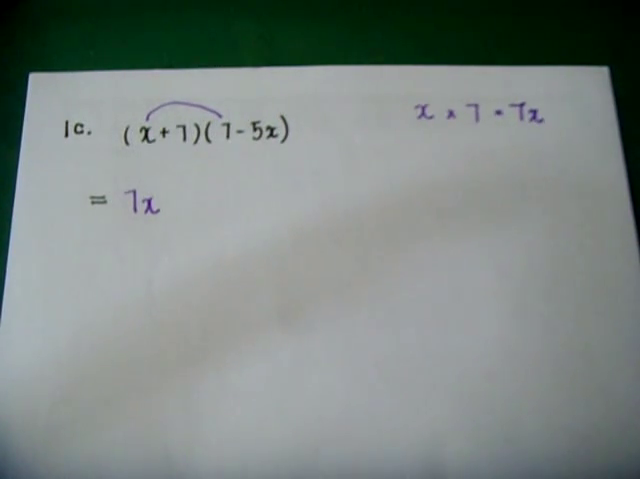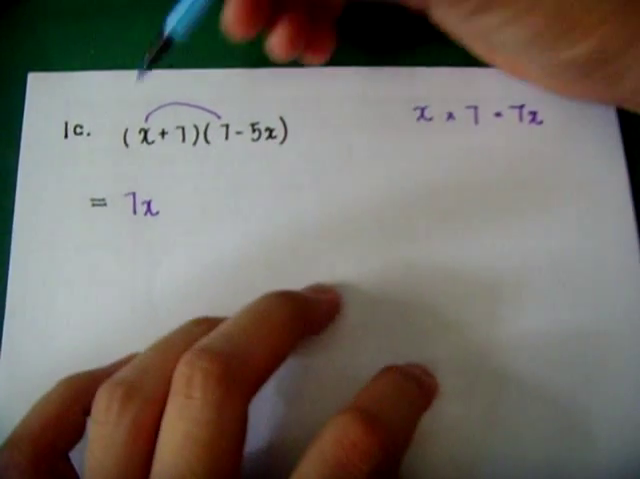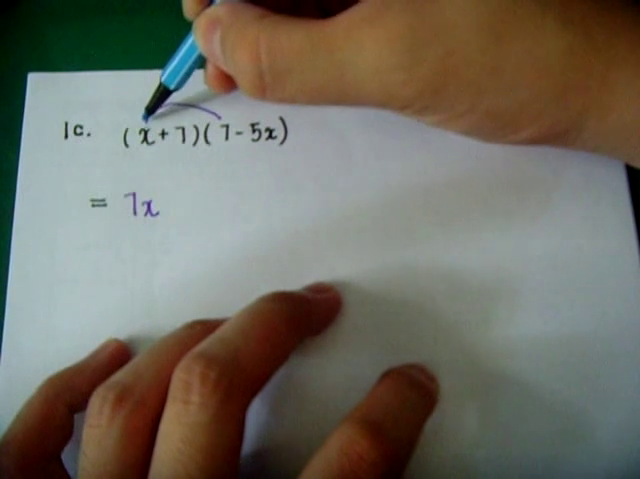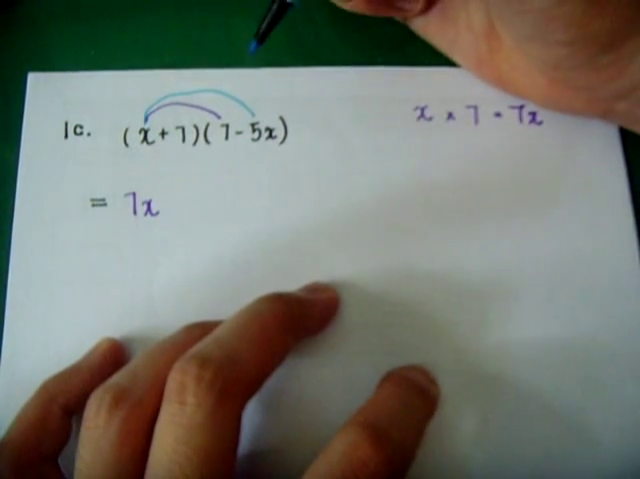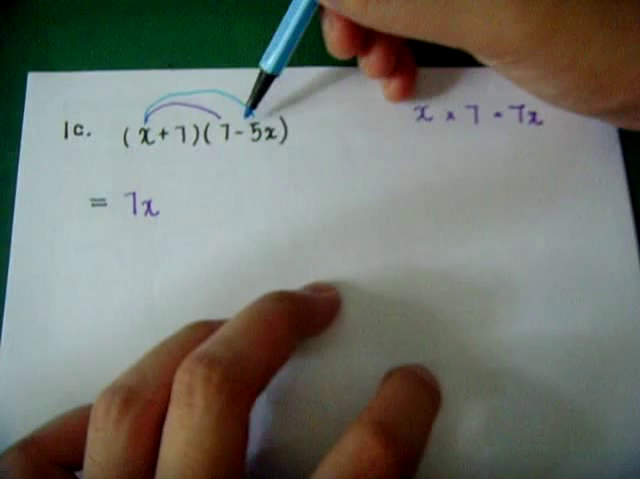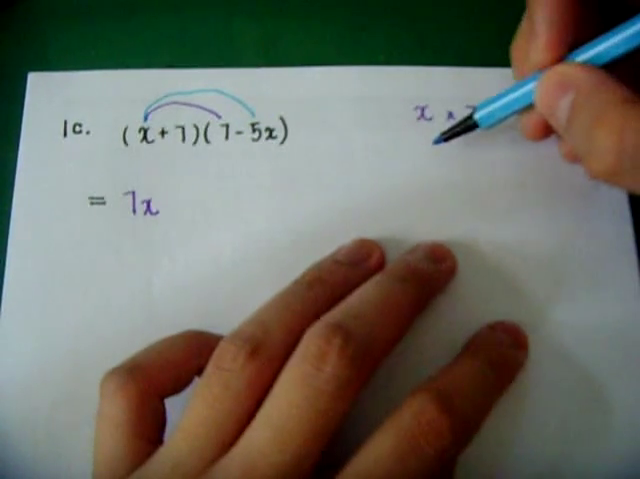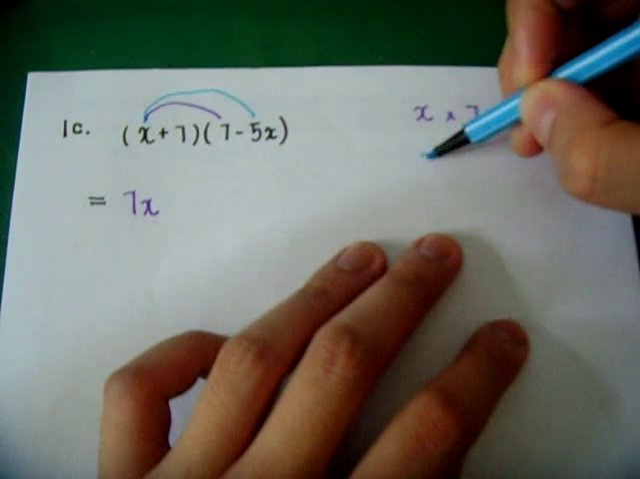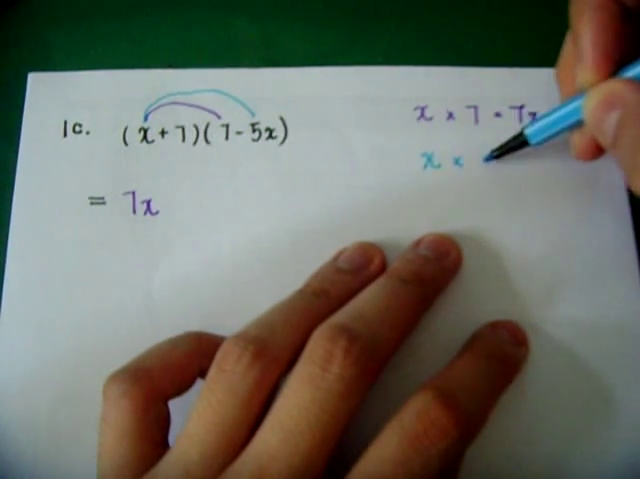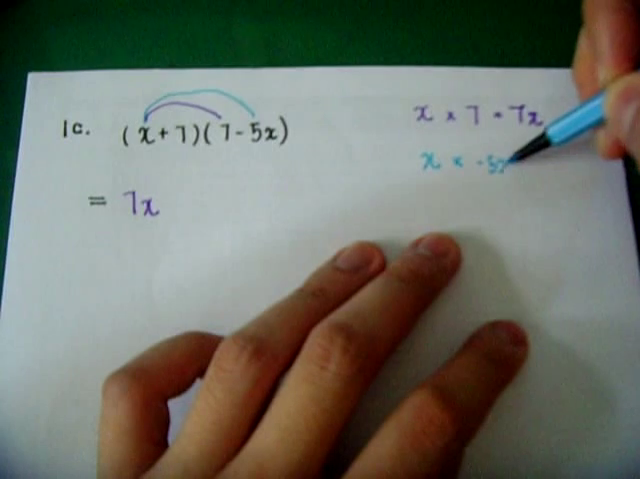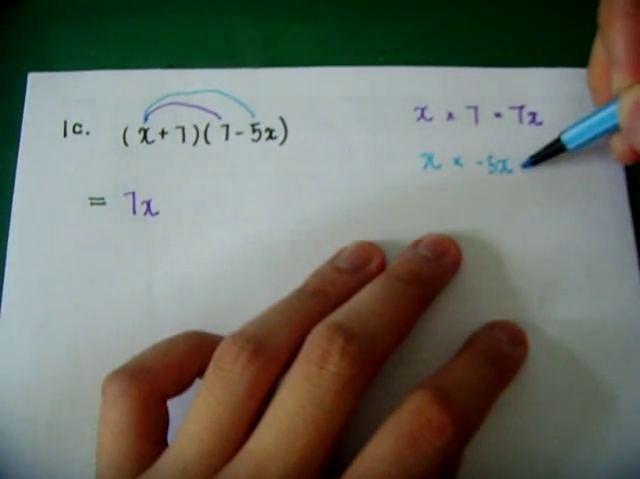What do you do next? The next thing you do is you draw the next line. So x goes to 7, and the next line, x goes to negative 5x. Remember, the sign in front belongs to the number itself. Let us write here at the side and see what we get. X multiplied by negative 5x. What will this give me?